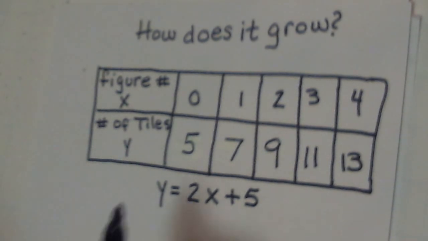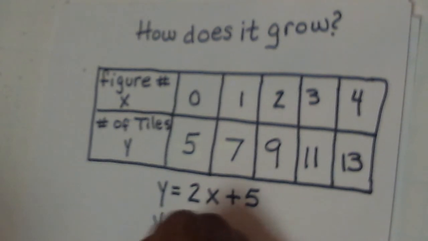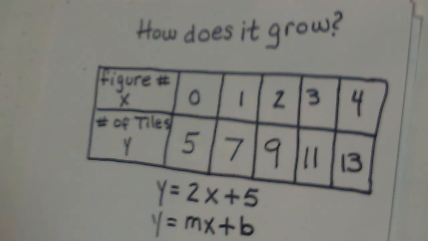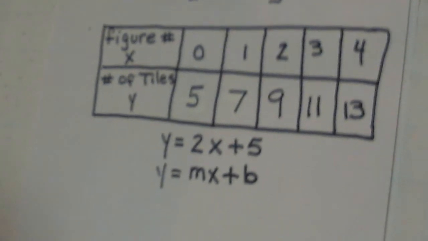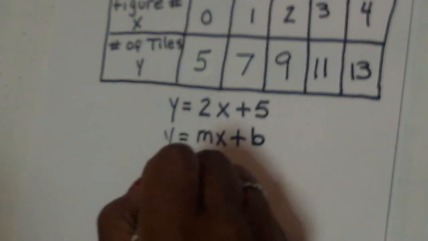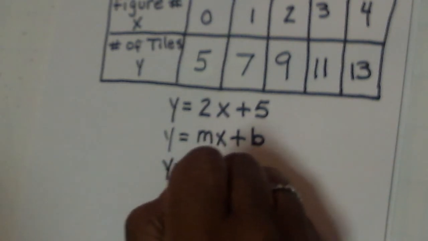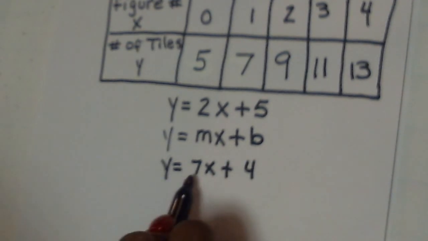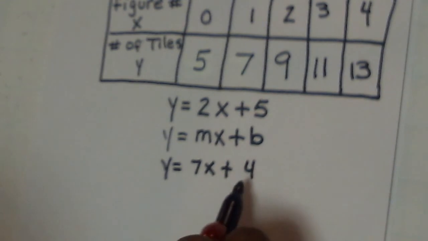For the equation in the form y equals mx plus b, I can always find the growth value by finding m. So my growth value is 2. And the starting value by finding b. My starting value is 5. So if I had the equation y equals 7x plus 4, my growth value is 7, and my starting value is 4.